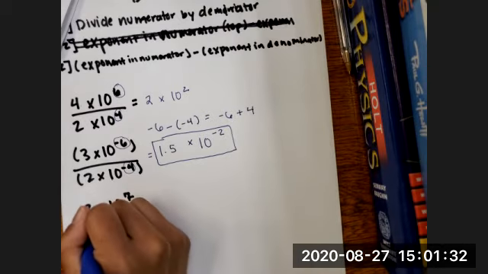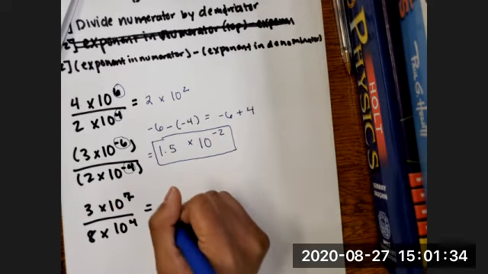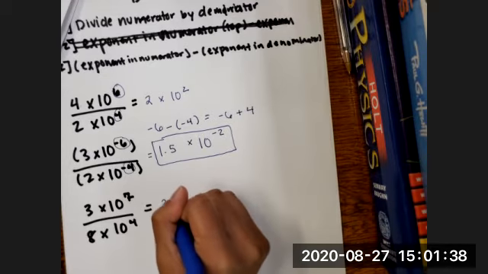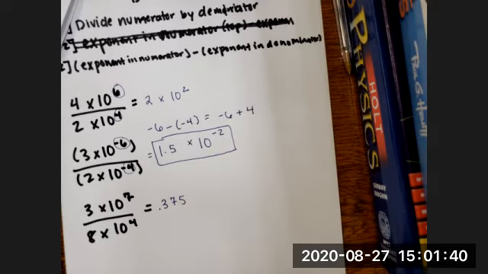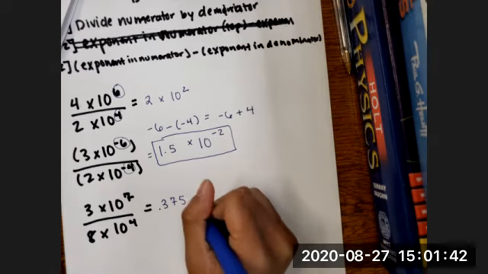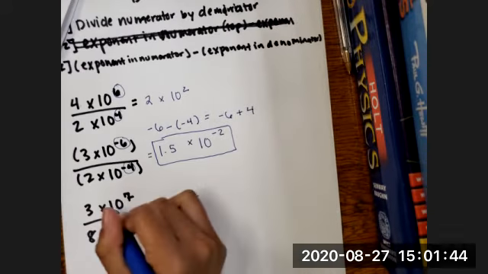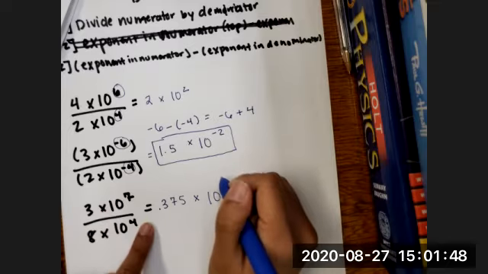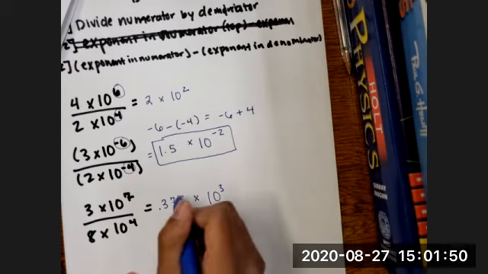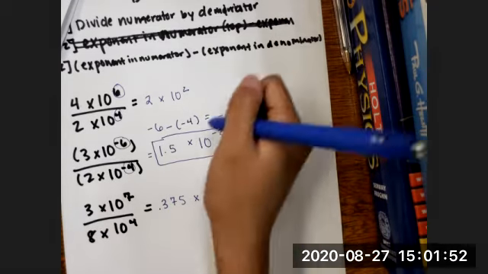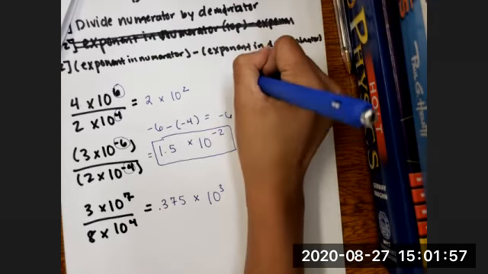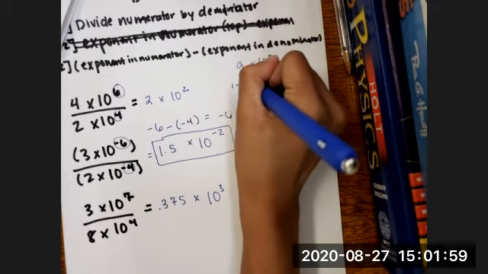So I have 3 divided by 8, which is going to be 0.375. And then I have times 10 to the 7 minus 4, which is 10 to the 3rd. But wait, do you guys remember that I'm supposed to have the format a times 10 to the n, where a is a number between 1 and 10?